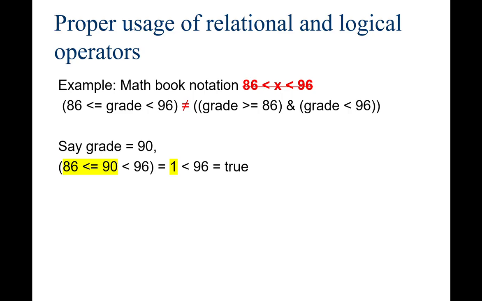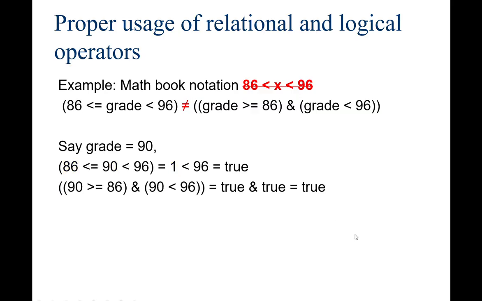Now I'm going to evaluate the rest, which is the less than 96. And then it's going to ask that second question. Is 1 less than 96? Yeah, that's true. 1 is less than 96. If we do it the other way, where we say 90 is greater than or equal to 86 and 90 is less than 96, both of those are true. So yeah, in this case, they match. But let's look at an example where it doesn't go that way.